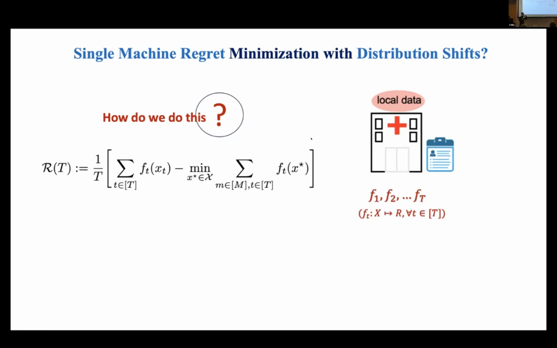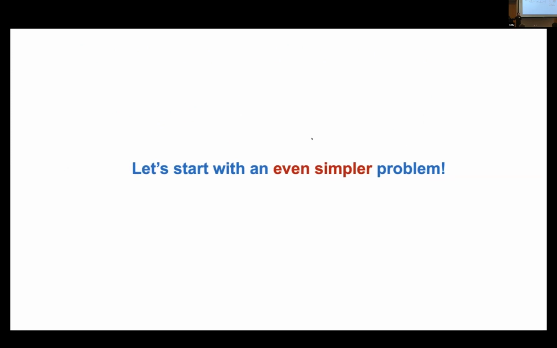Okay, so the regret objective is clear. I'm predicting xt at time t, and I'm competing with x star, which is a fixed benchmark in hindsight. How do I do this? So let's go ahead.